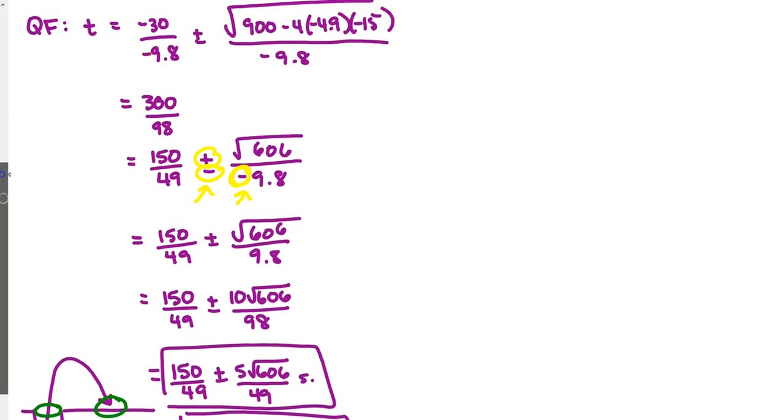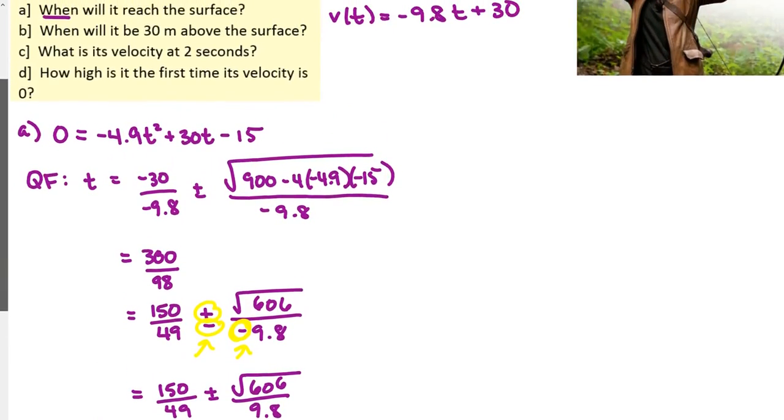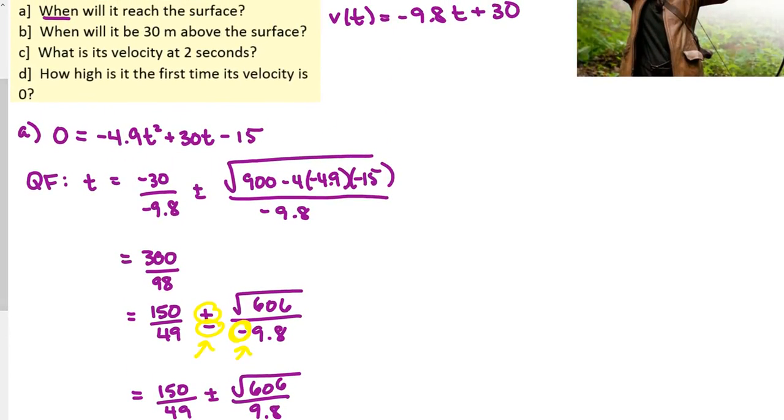Let's take a look at part B. When will it be 30 meters above the surface? Okay, so we're doing essentially the same thing, except instead of putting in a 0 for S of t, we're putting a 30 for S of t. Oops, how'd I get so many equal signs? I don't think today's my day for accuracy. Okay, so how about if we subtract 30 from both sides?